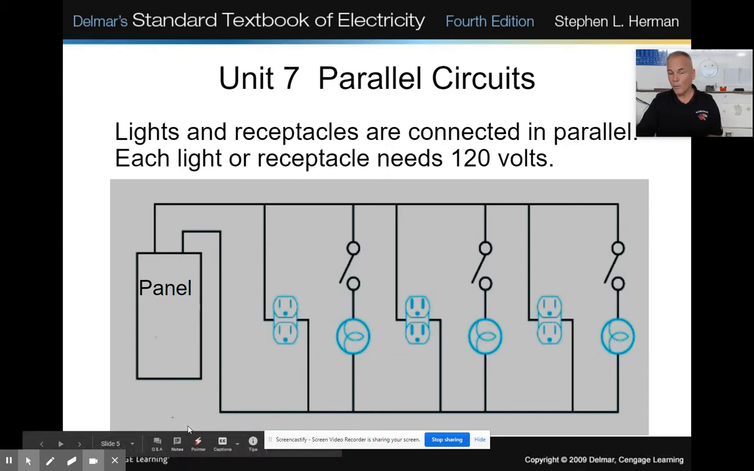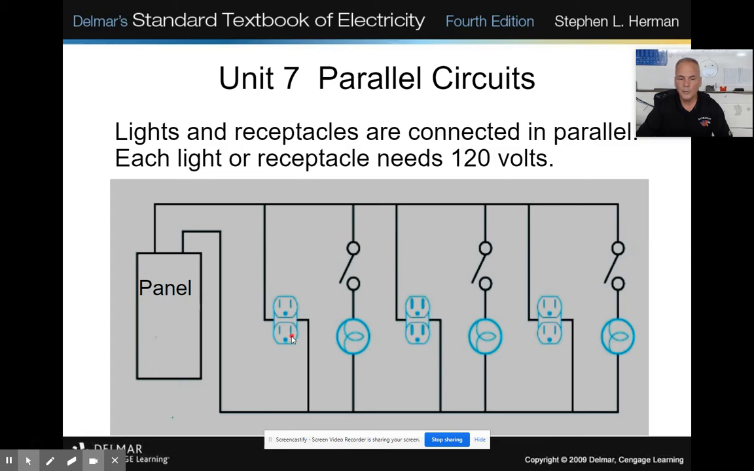If you were to take a voltmeter and measure the voltage at this receptacle, you would get 120 volts. And since the voltage is the same on each branch, then this branch is 120 volts, and this branch is 120 volts. Nothing is happening here because the switch is open. But if you were to close this switch, then this light bulb would have 120 volts on it, and it would start working.